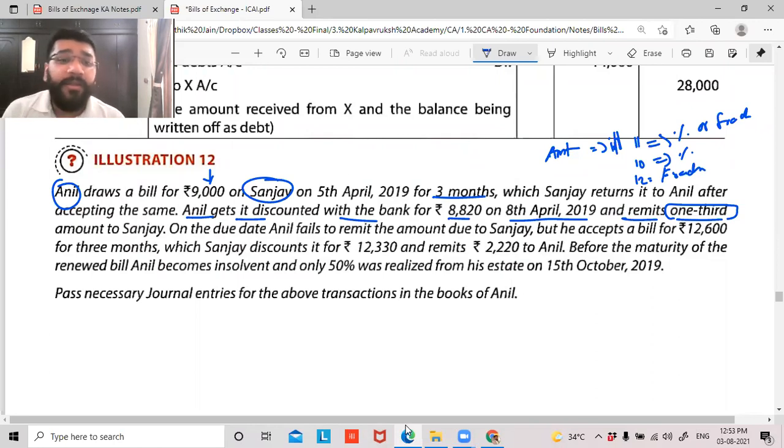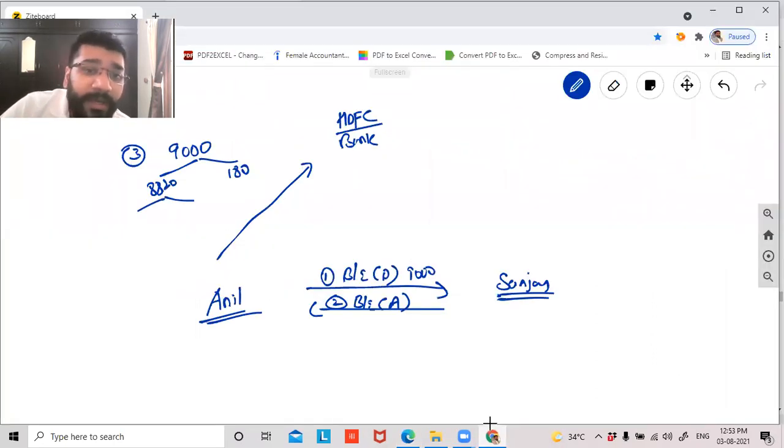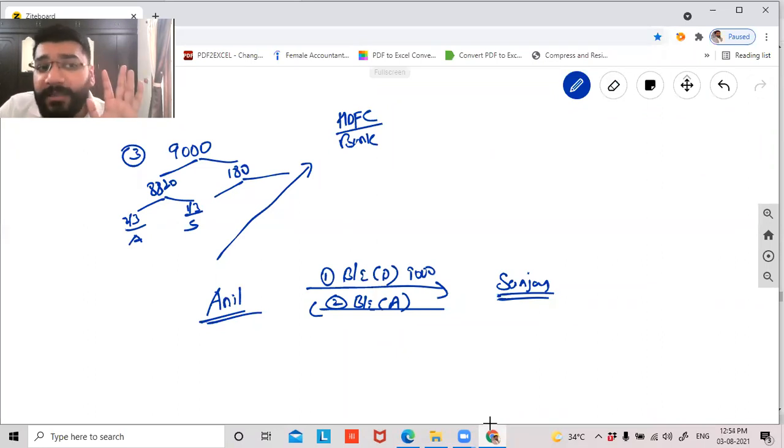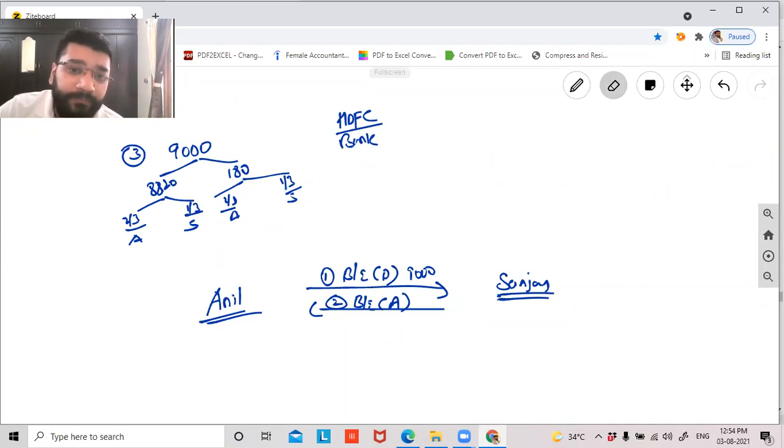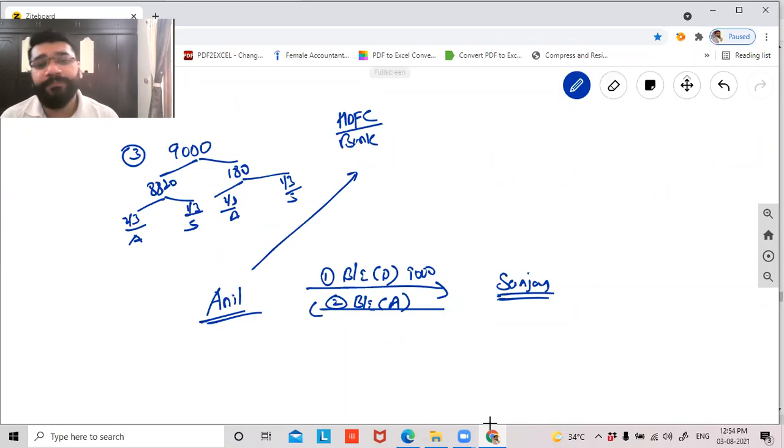So Anil remits 1/3 to Sanjay. So 2/3 Anil is keeping, correct? 2/3 of the amount Anil is enjoying and 1/3 of the amount is being remitted to Sanjay. So tell me one thing: discounting charges, can I say it will be borne in the same ratio? So 2/3 will go to Anil and 1/3 to Sanjay. Yes or no? Please tell me, guys.